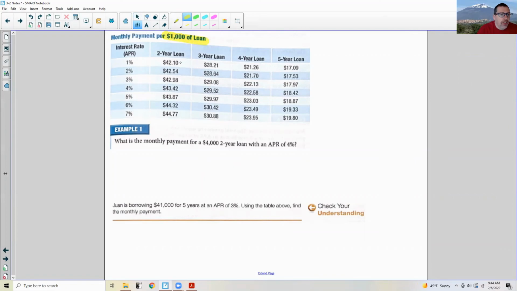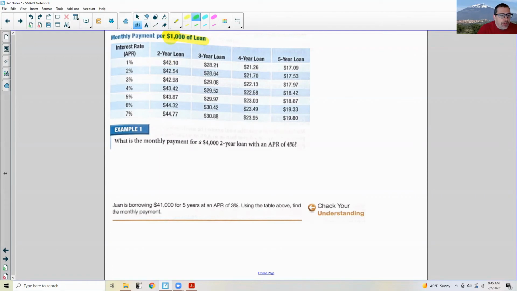So let's take a look at this, for example. This $42.10 would be a $42.10 monthly payment for 2 years if you borrow $1,000 at 1%. If you borrow $2,000, you multiply this times 2, and it would be $84.20 per month. So you have to multiply by the number of thousands to get the monthly payment after you calculate it from the table. Okay, so keep in mind about that.